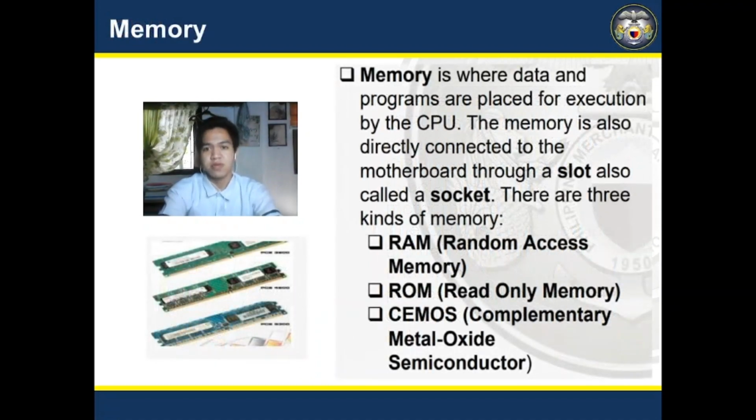Memory. Memory is where the data and programs are placed for execution by the CPU. The memory is directly connected to the motherboard through a slot, also called a socket. There are three kinds of memory. The first one is RAM, or random access memory. The second is ROM, read-only memory. And the last is the CMOS, or complementary metal oxide semiconductor.